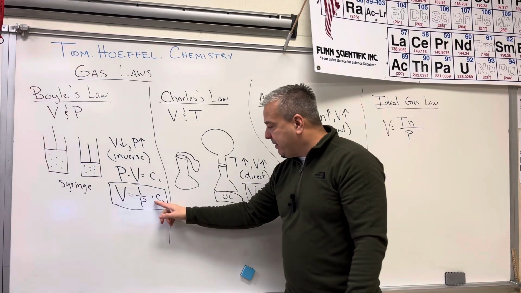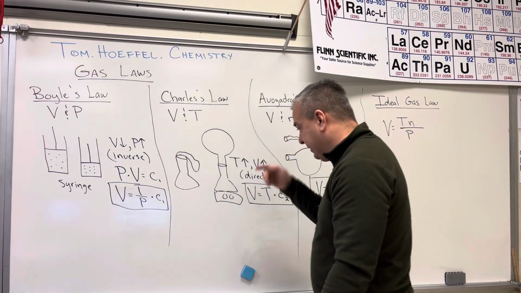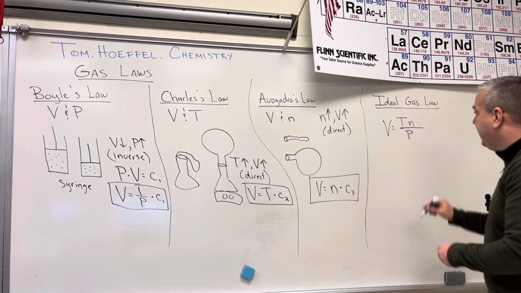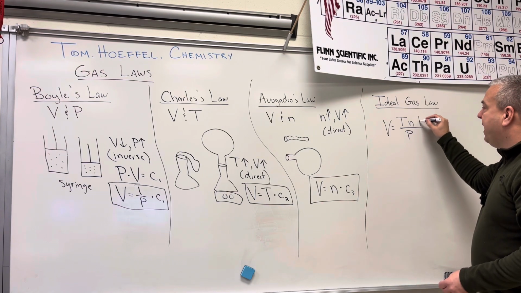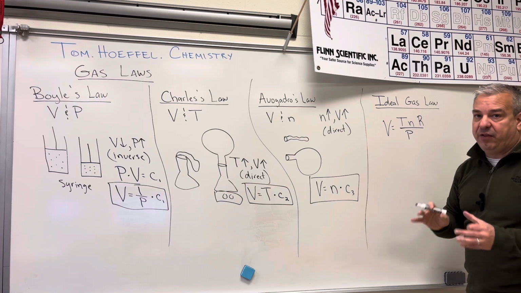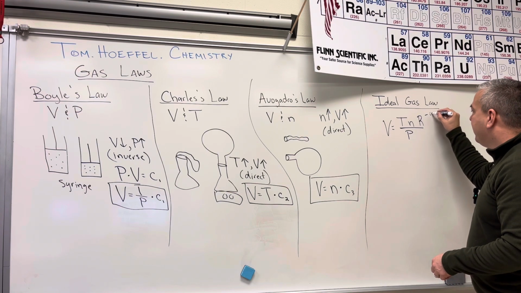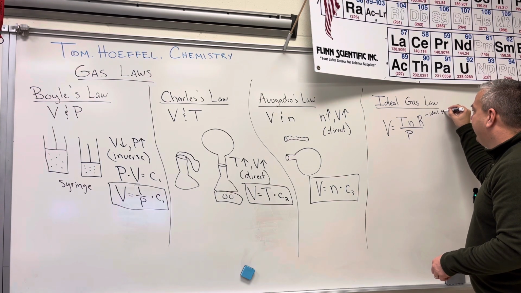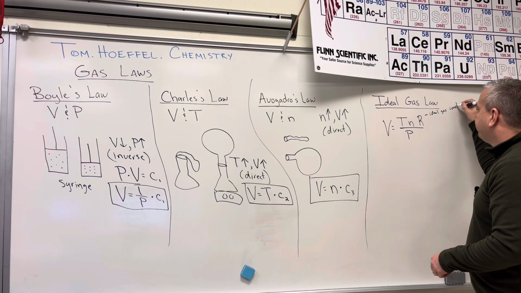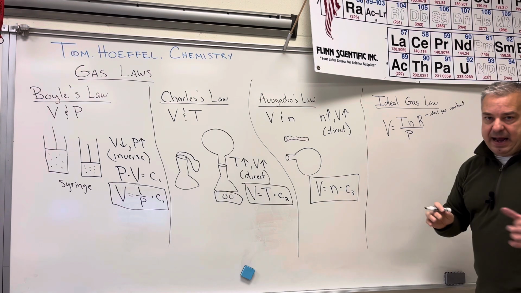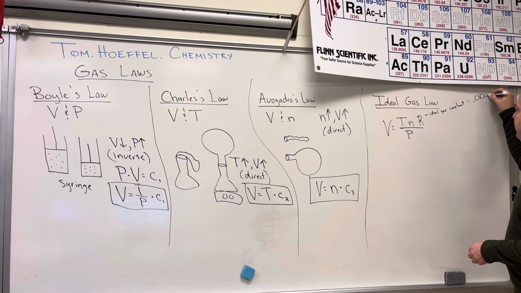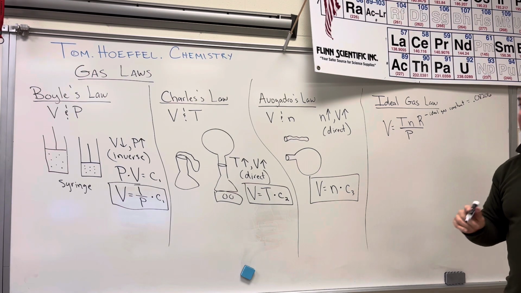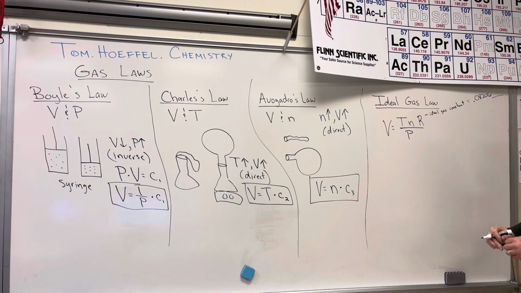And then I have to worry about these proportionality constants. I've got C1, C2, and C3. What we're going to do is multiply all those together to form a new constant, and we're going to call that constant R. It's called the ideal gas constant, and it has a value of 0.08206. We're going to talk about those units in a little bit.